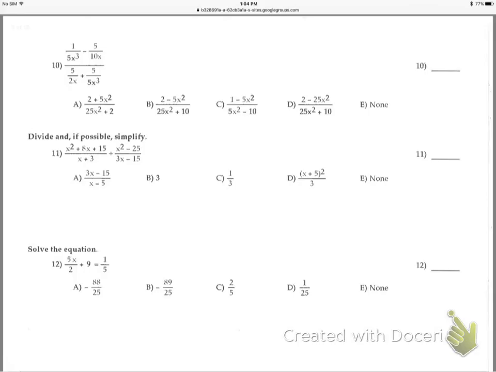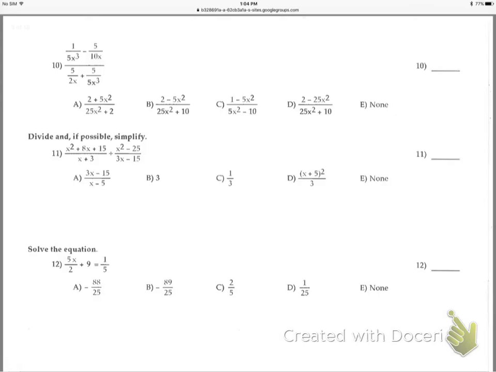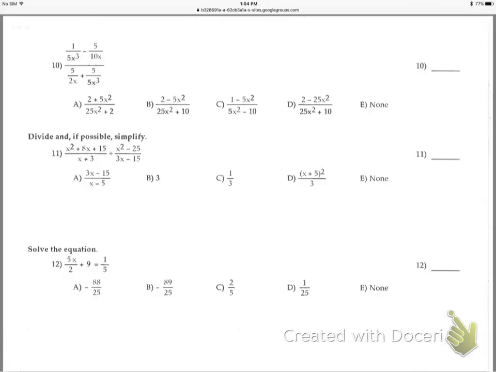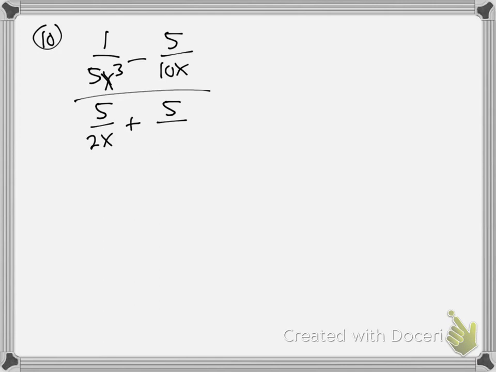Okay, I'm going to copy that. I need more room. So 1 over 5x cubed, so number 10, minus 5 over 10x, all over 5 over 2x, minus 5 over 5x cubed. Okay, so there's number 10. So same thing, right? LCD.